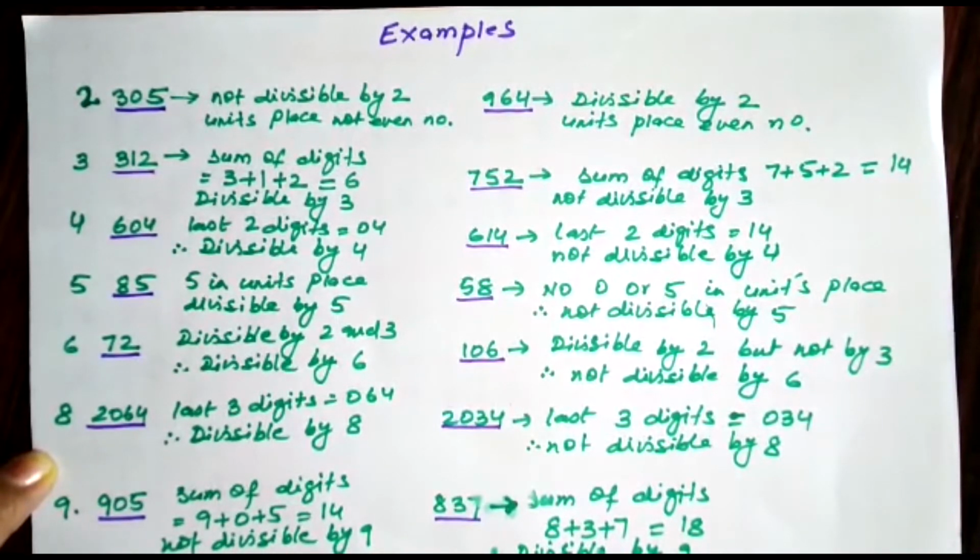Checking divisibility by 10. Number 85. No 0 in units place. It does not have 0 here, so it is not divisible by 10.